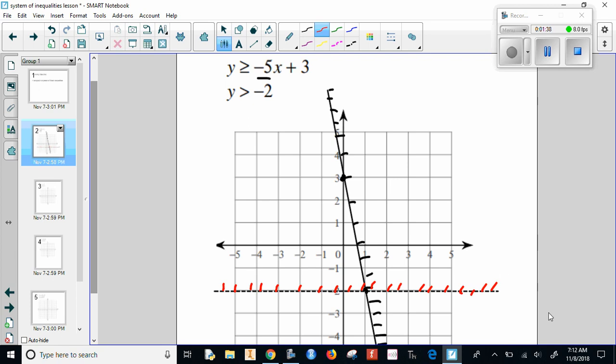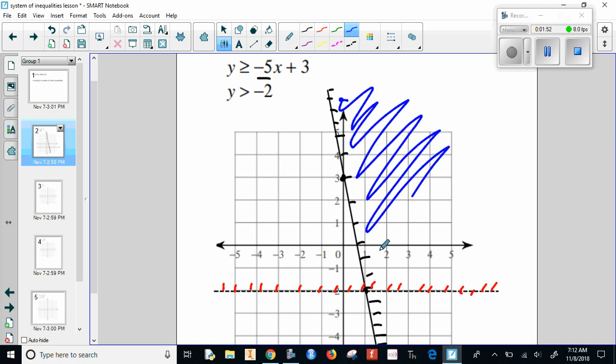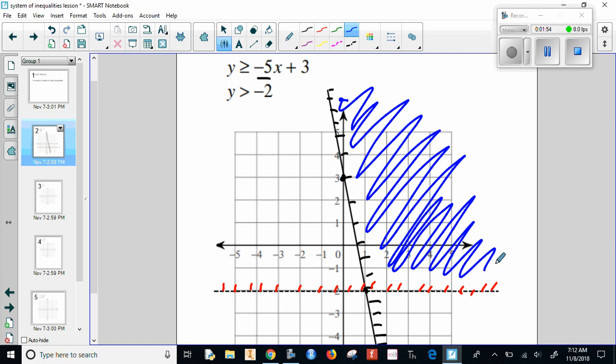All right, so now we have to think about what region will be shaded twice. So we know it has to be to the right of this line and above this line. So in another color, hopefully people can tell that this whole area here is our shaded section. So this is the answer for a system of linear inequalities. Let's try another one.